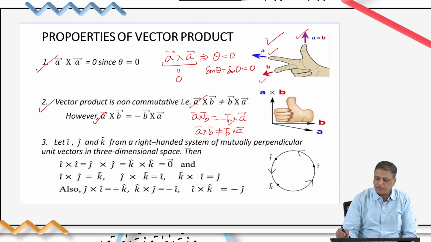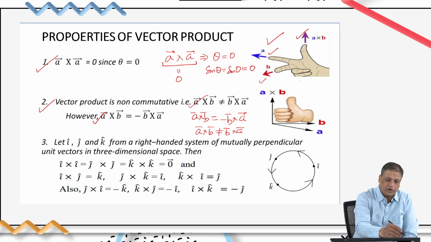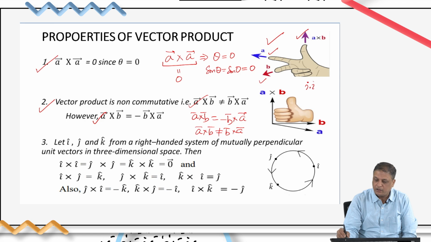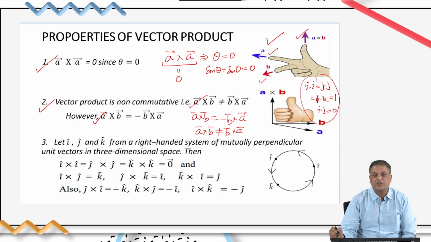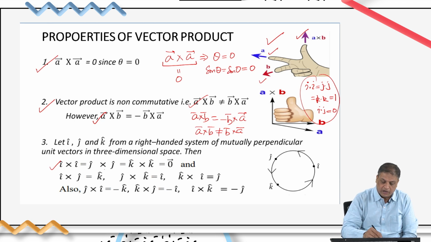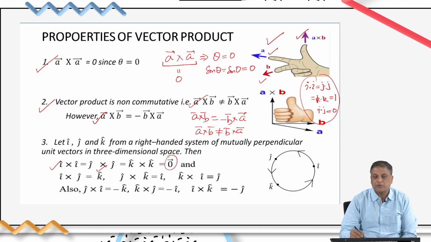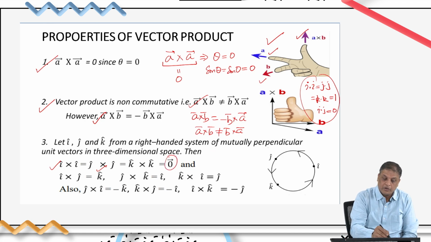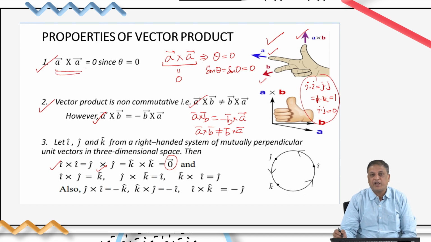Apart from this, as we had already learned in the case of the dot product, we had I dot I equal to J dot J equal to K dot K equal to 1, but the other identities, I dot J or J dot K, turn out to be 0. We learned all these things when we were discussing the dot product. The same type of relations exist for the cross product, and it says that I cross I is equal to J cross J is equal to K cross K is equal to 0, because the subtended angle is 0.